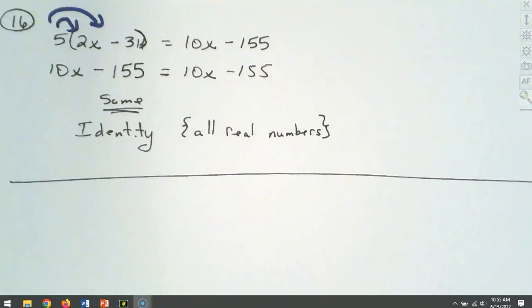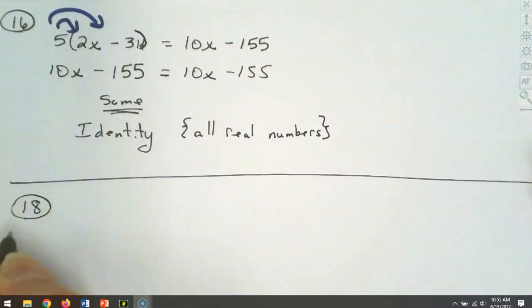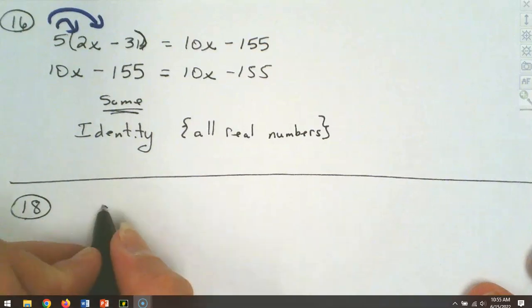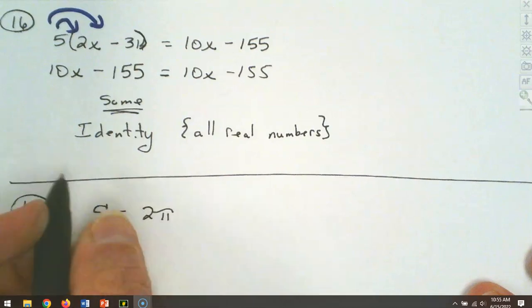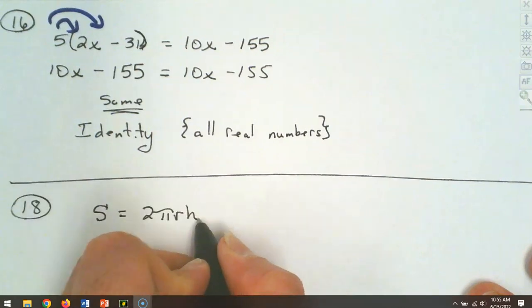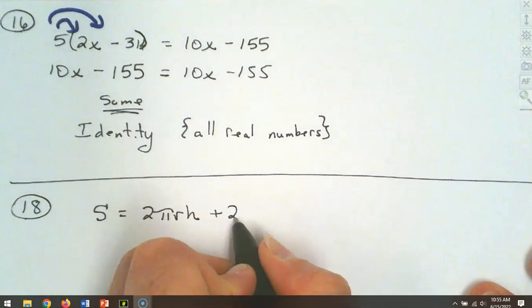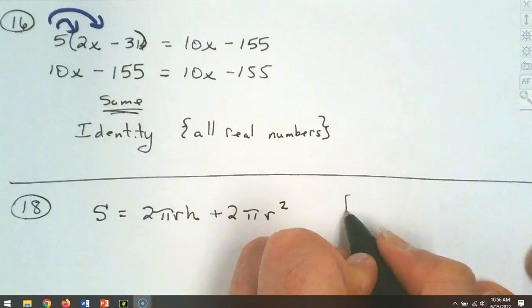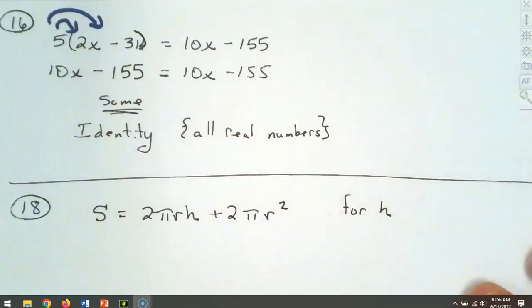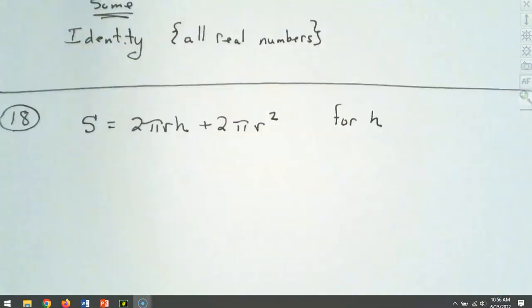Another one I want us to work through, just to make sure we're comfortable with this one. Let's look at 18. Okay, 18 is a literal equation, and that just means it's an equation that has more than one variable. And I have to tell you specifically what variable I want you to solve for. And in this case, we're going to be trying to solve this for the h.